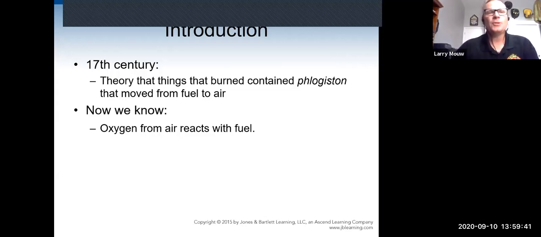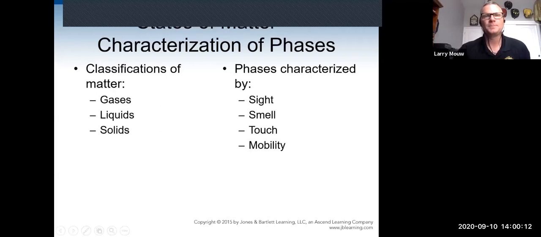But in the 17th century, they had a theory. The 17th century would actually be the 1600s. The theory was that things that burned contained phlogiston that moved from fuel to air. As science developed and we were able to run more tests and learn more things, we know that oxygen from the air reacts with the fuel. So they were kind of along the right path with this, but it wasn't quite fully figured out. But we now know that oxygen from the air is one of the things that needs to react with the fuel in order for combustion or burning to take place.